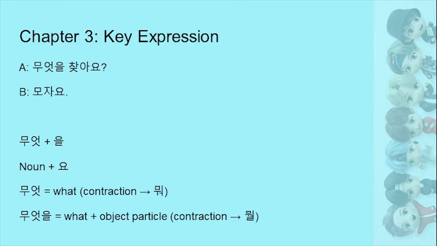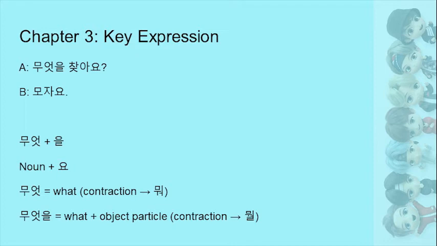So let's go back to page 66 now and look at the key expression, the actual conversation. So we have the first person saying 무엇을 찾아요, which means what are you looking for? And then person B says 모자요. So 모자 is a hat, and it just has the yo form ending to make it polite.